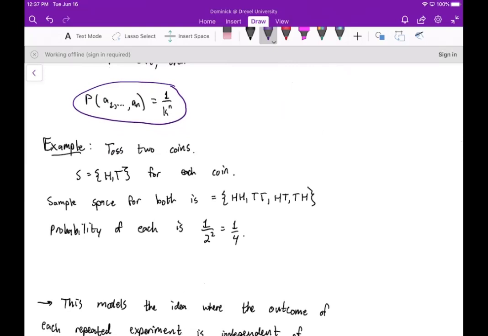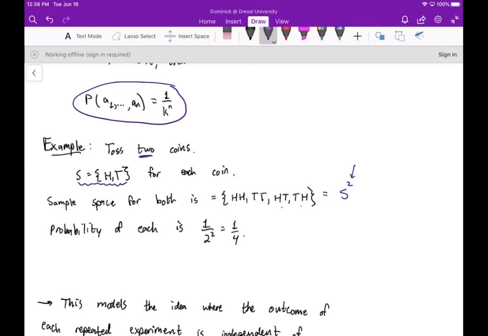So for example, if we toss two coins, the sample space for each coin is heads, tails, right? You have one or the other option. Now the sample space for both is coming from S cross S, or S squared, right? So it's all the different outcomes where you have first and second elements being from your sample space S. So I could have head, head, I could have tail, tail, I could have head, tail, or tail, head, right? So that's coming from S cross S, or S squared. And of course it's S squared because I'm tossing two coins.